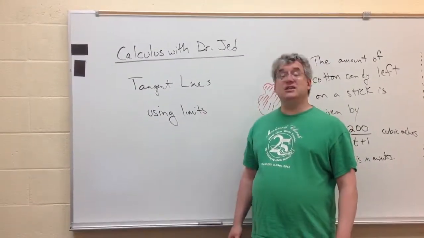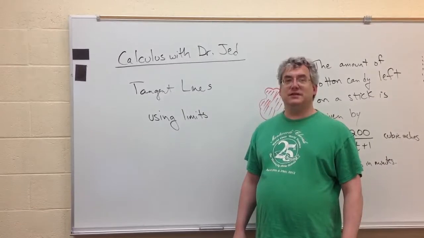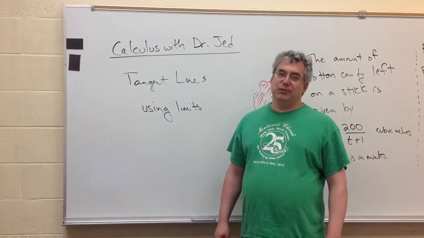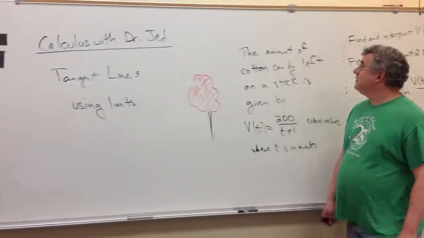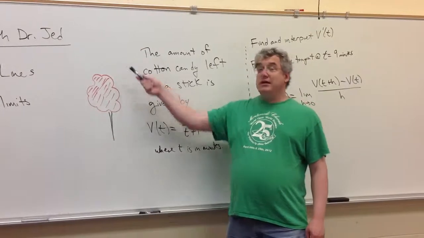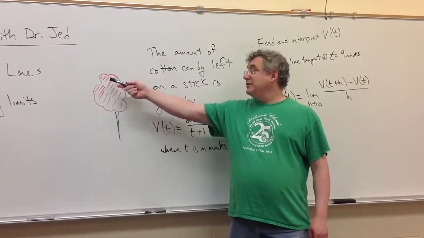Today we're going to talk about tangent lines. We're going to find the derivative using limits, and then we're going to find the tangent line and apply it. So the example today will be about cotton candy. So here's some cotton candy, and as you can see, the amount of cotton candy decreases over time.